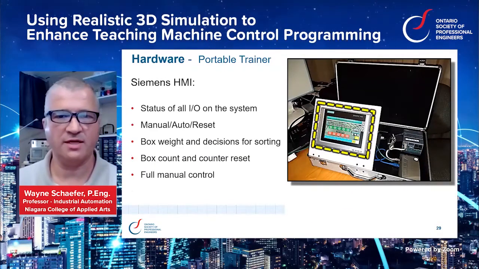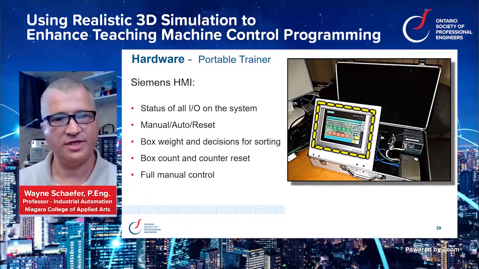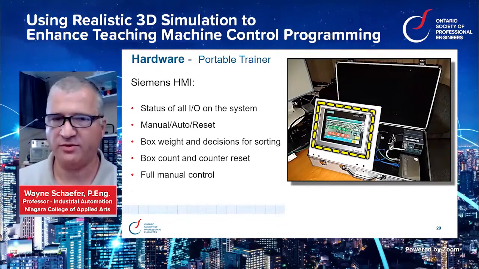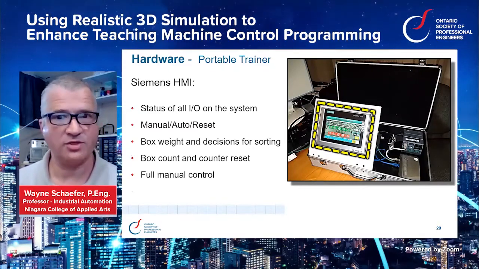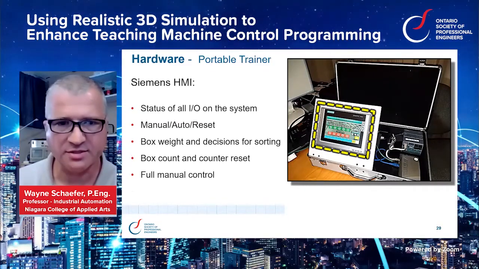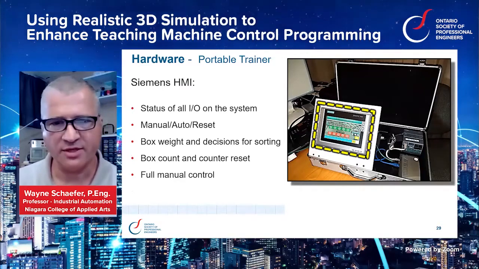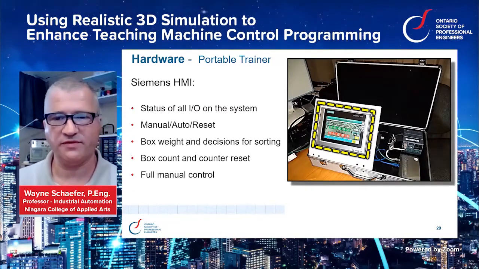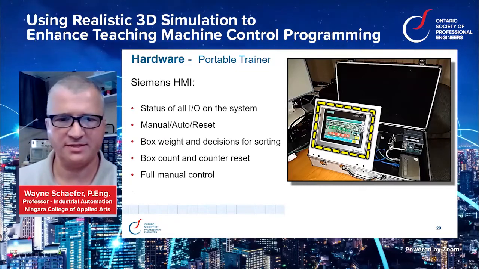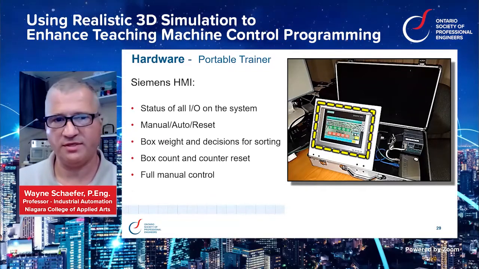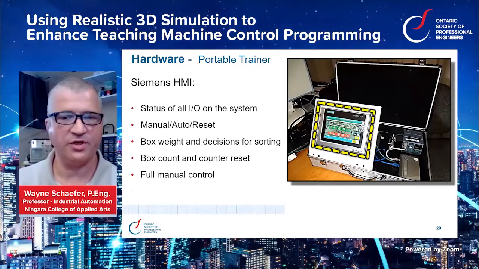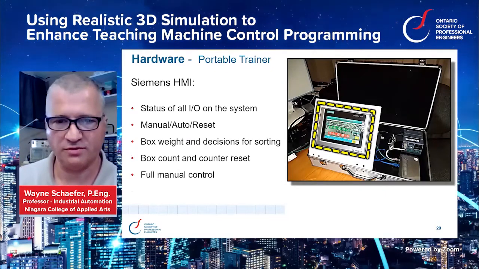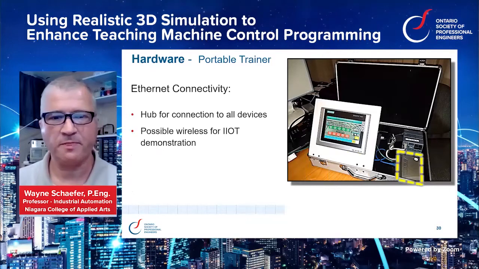The Siemens ComfortSoft TP700 HMI provided that ability to create screens for manual and automatic mode reset and selection, for displaying box weight, box count, sorting decisions, left, right, straight, etc. It allows for full manual control of the conveyors, the elevator, the palletizing system, and can show us the status of all the inputs and outputs in the system. Again, a very realistic, fully functional control representation.